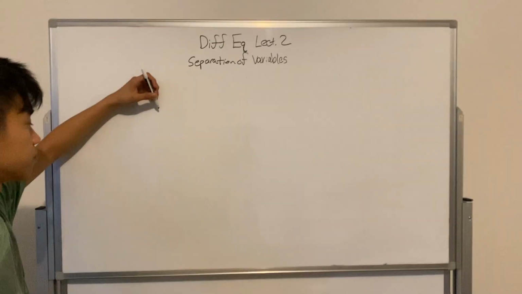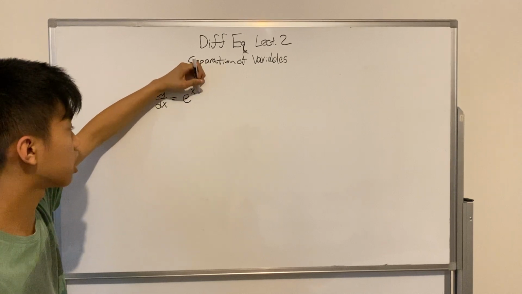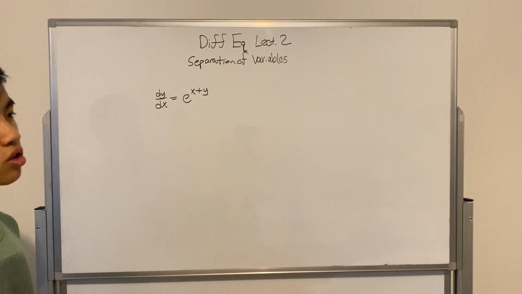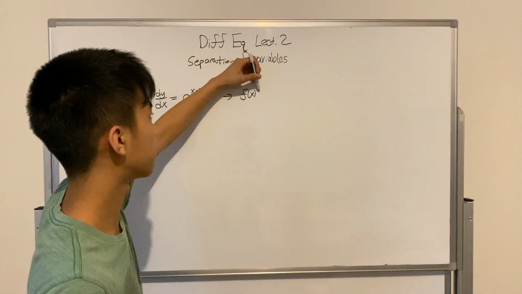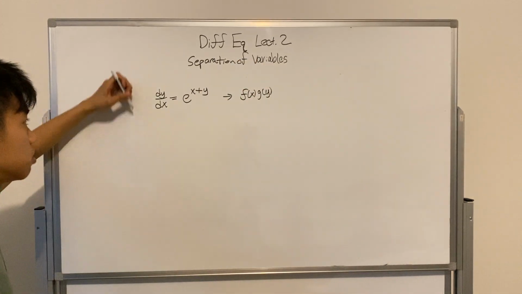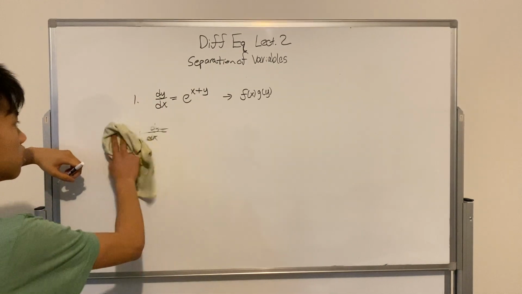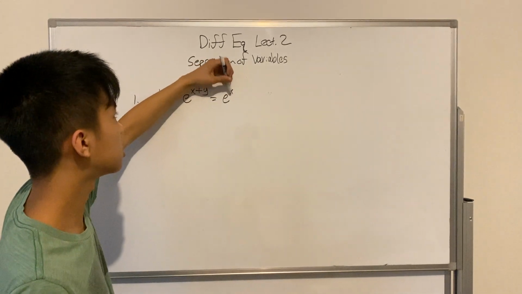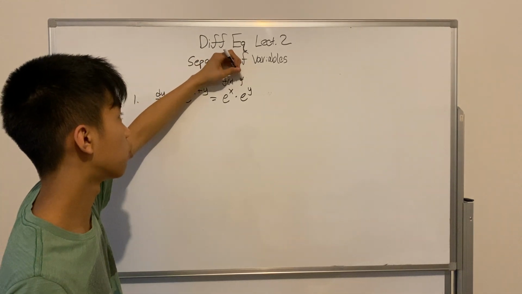So let's say we have dy over dx equal to e to the x plus y power. And you could initially look at this and be like, wow, this looks hard. Trust me, it's really not. You can separate it in terms of f of x and g of y pretty easily. So to begin with this problem, you could say dy dx equals e to the x plus y, which can be separated into e to the x times e to the y. So we already have our f of x and g of y.